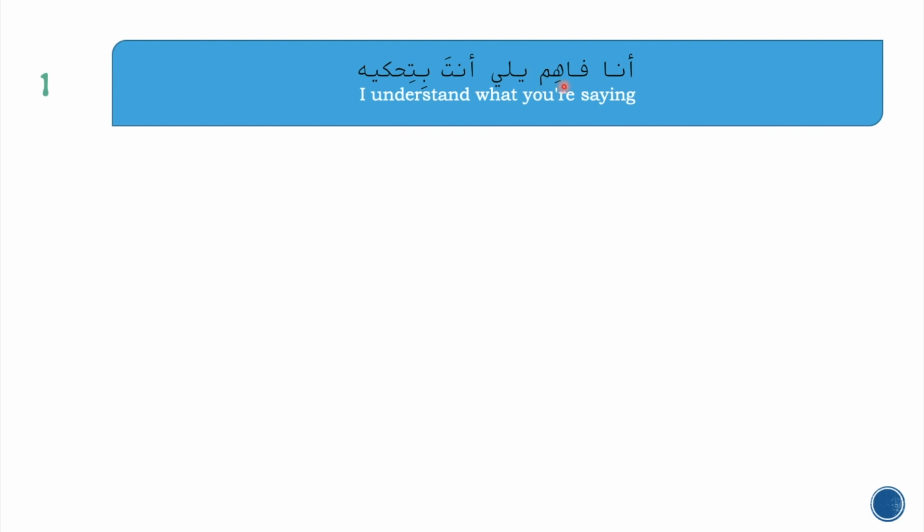So the active participle فاهم. أنا فاهم يلي أنت بتحكيه. I understand what you are saying. أنا فاهم يلي, which, what. أنت, you masculine, بتحكيه, you're talking or you're saying. So فاهم is the active participle and is conjugated from the verb فهم, to understand.